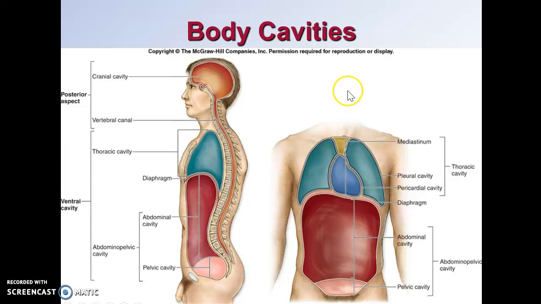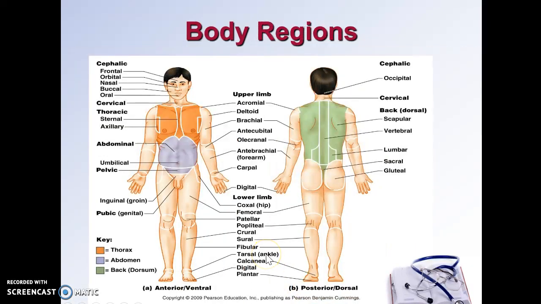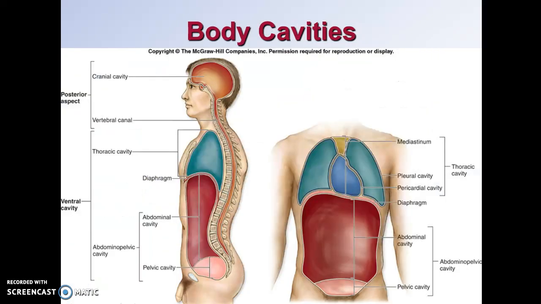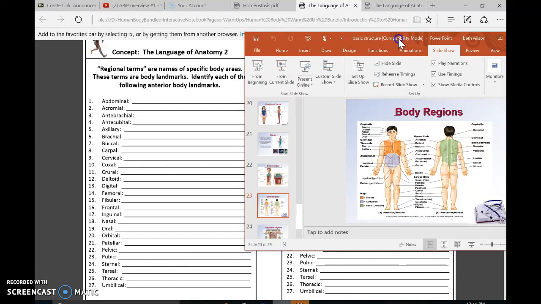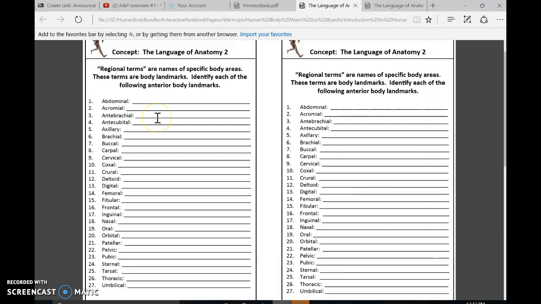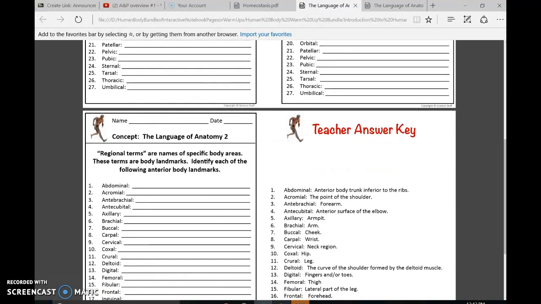And this is the coronal. If we just cut the front section off of the body, that's what we would see. Oops, I went on to the slide. Alright, so for the next page of our interactive notebook, you're going to be needing this image here, the body region slide, and you're going to identify each of the following anterior body landmarks. So, basically, what's anterior to the abdominal, I believe is what it's asking for.